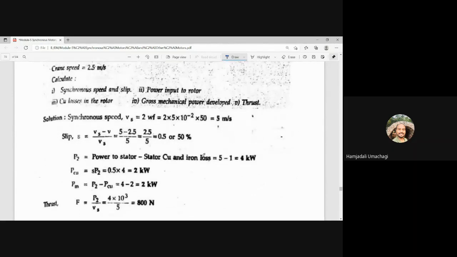Now let us calculate the active power supplied, that is P2, equal to power to the stator minus stator copper and iron loss. The power to the stator is given as 5 kilowatt, and the stator copper and iron loss is 1 kilowatt. So 5 minus 1 is 4 kilowatt.